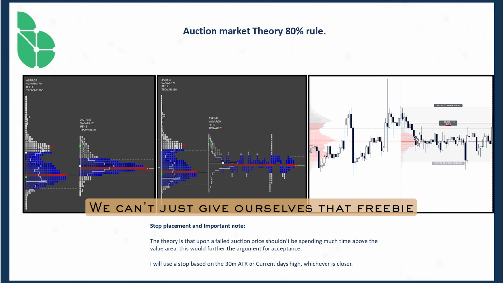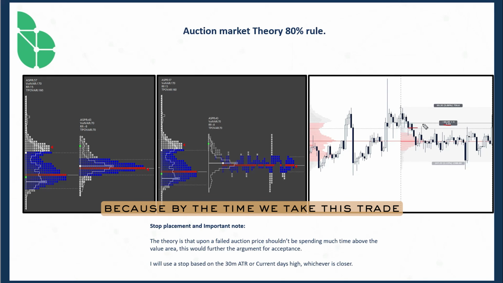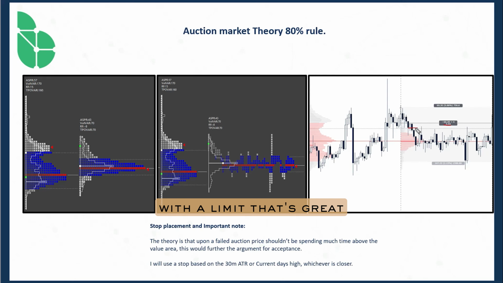We can't just give ourselves that freebie, because by the time we take this trade, and you're likely going to be entering aggressively, meaning at market, if you're able to get in this trade with a limit, that's great, but by the time you get in, you've already moved away under the previous value area. So at this point, you're looking at a trade that's essentially 2 to 1. But this is how scalping works.